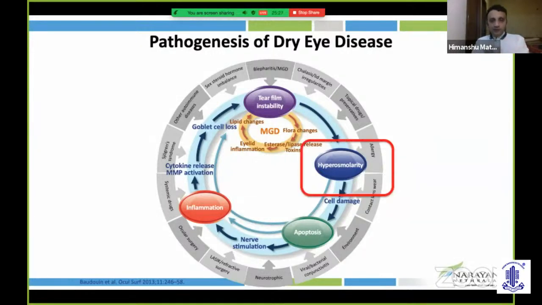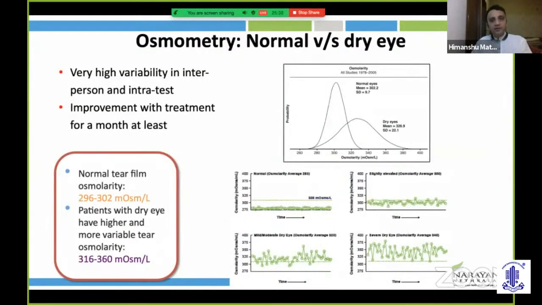Before we start that, we go back to the pathogenesis, and we stick to the pathogenic components of dry eye, one of the most important being hyperosmolarity. There is plenty of literature which shows the effect of hyperosmolarity on dry eye, and we know that the higher the osmolarity, the more the damage to the ocular surface. But interestingly, if you look at the data, the intertest variability of this is very high.